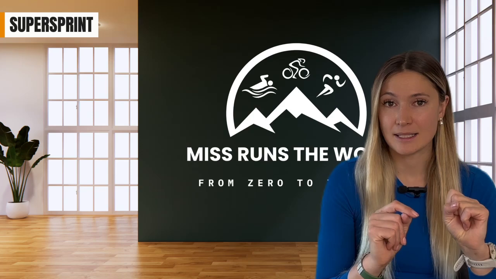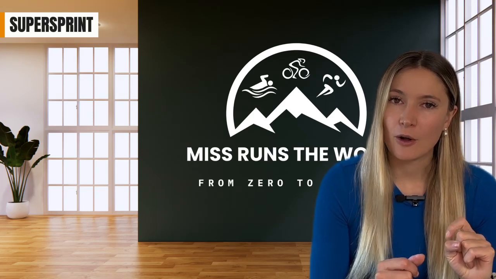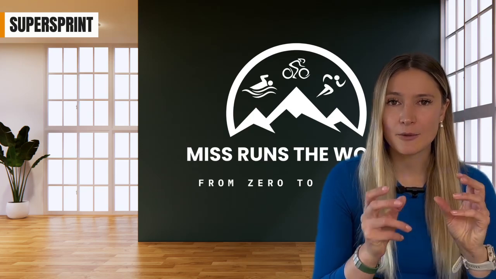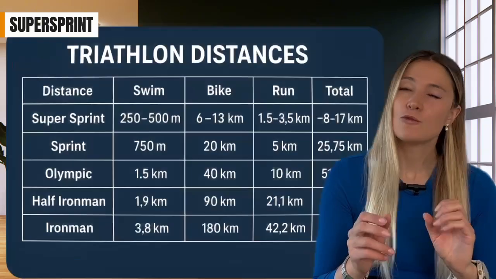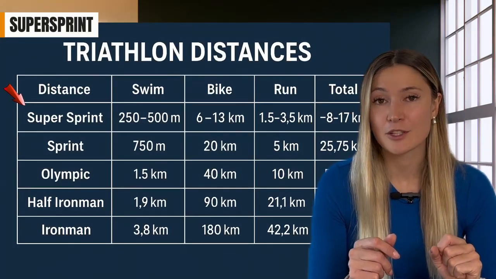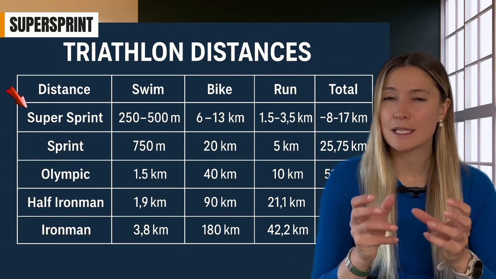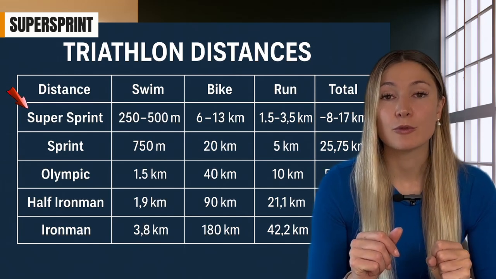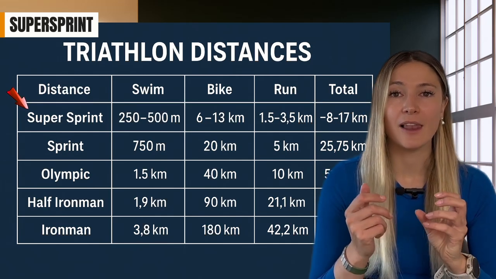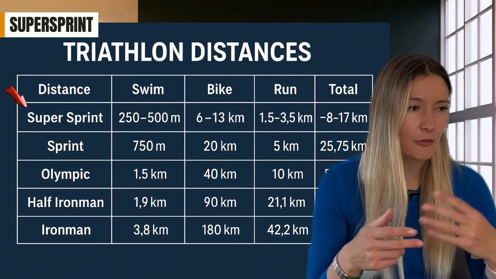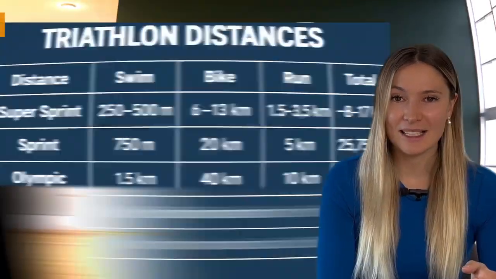And again, disclaimer, it varies a little bit depending on the organizations. It's around 250 to 500 meters of swimming. Then we go on the bike for 6 to 13 kilometers. And then we go to the run, which could also vary a lot, 1.5 to 3.5 kilometers-ish. Let's get into the next one.